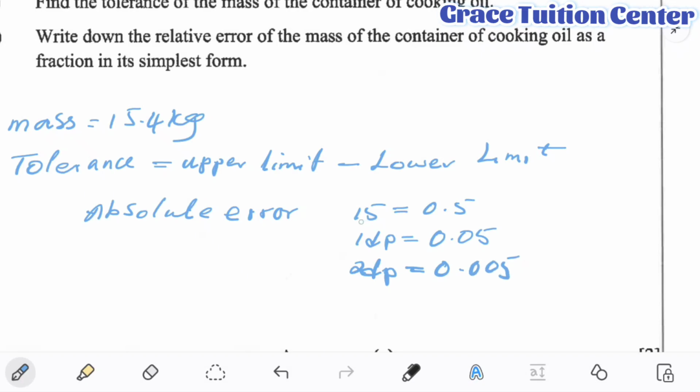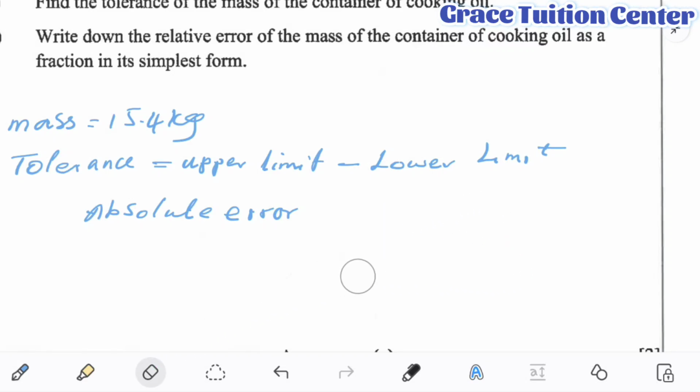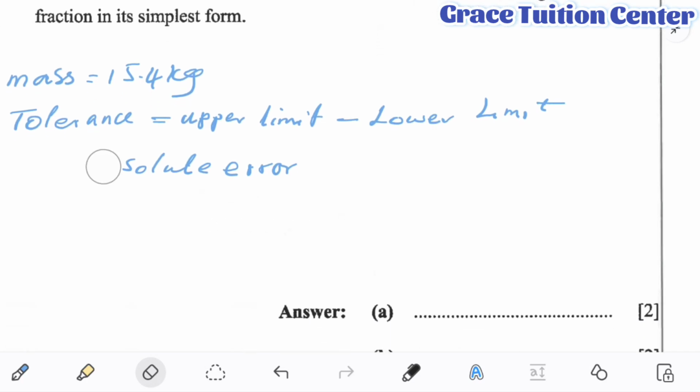So if your number is whole, for example 15, your error will be 0.5. If your number is given to one decimal place, meaning one number after the point, for example what we have here, your error is 0.05. If your number is given to two decimal places, the error accepted is 0.005. I hope this makes sense to you. So this is what we are going to use to work through our answer, and let's do it.